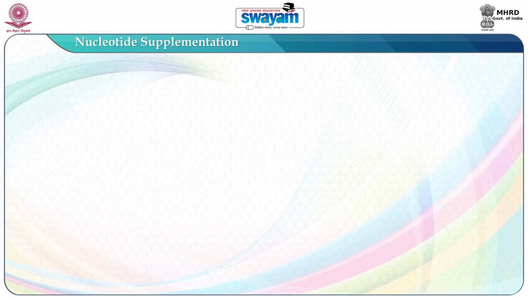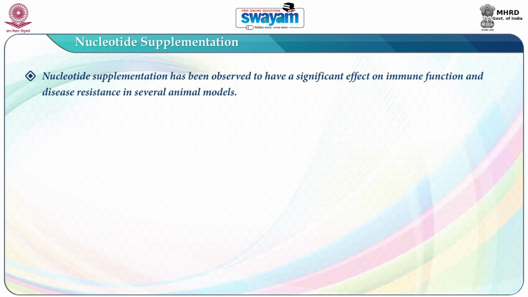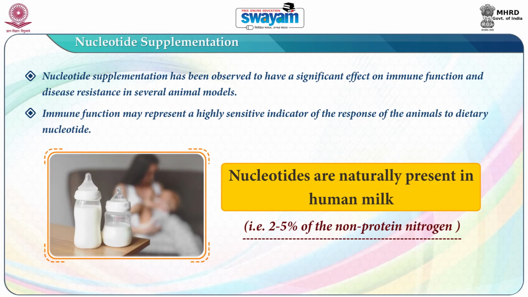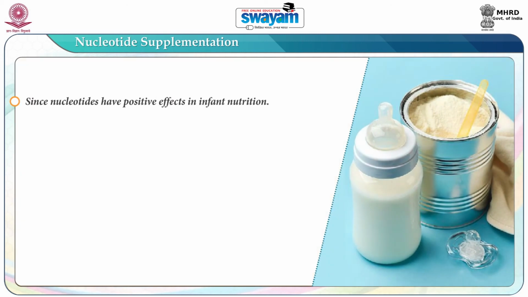Now, coming to nucleotide supplementation. Nucleotide supplementation has been observed to have a significant effect on immune function and disease resistance in several animal models. As such, immune functions may represent a highly sensitive indicator of the response of the animals to dietary nucleotide. Nucleotides are naturally present in human milk, that is 2 to 5% of the non-protein nitrogen. Since nucleotides have positive effects in infant nutrition, manufacturers add nucleotides in baby milk powder.